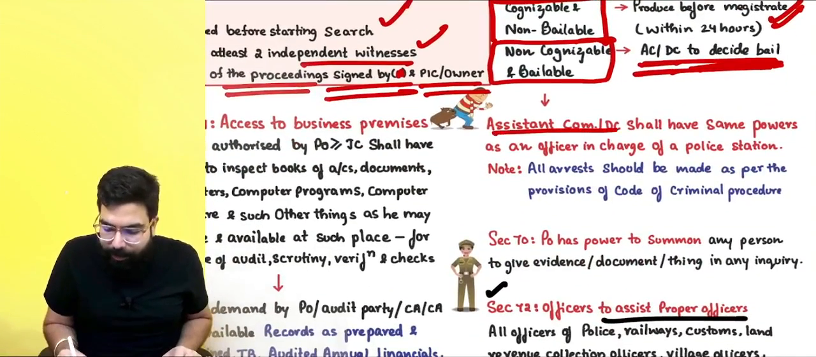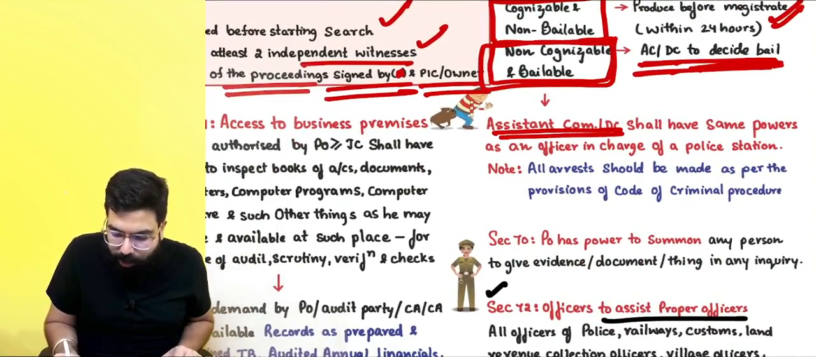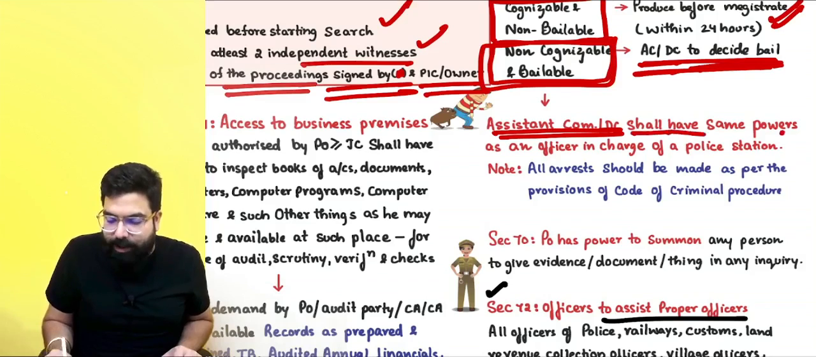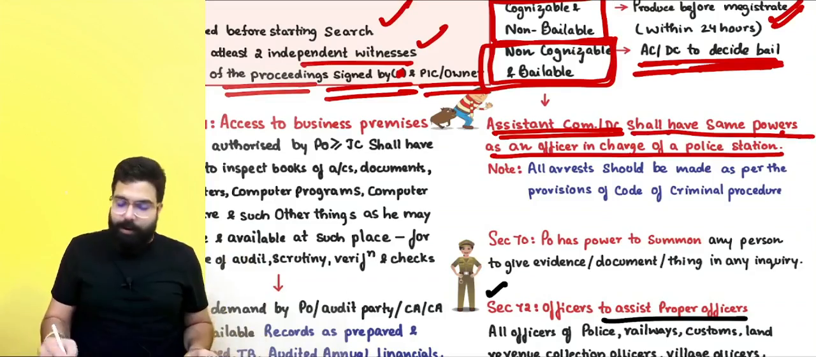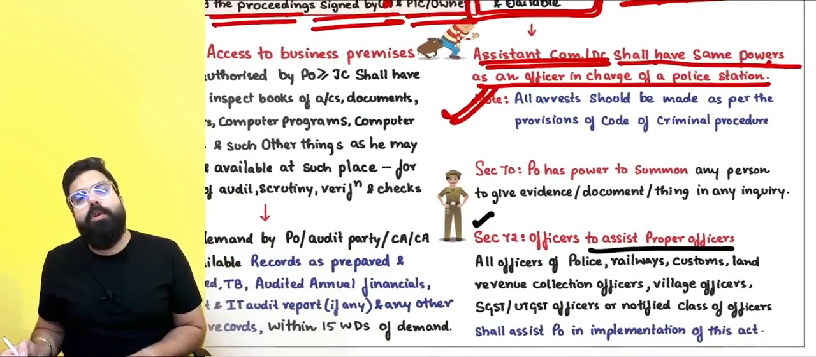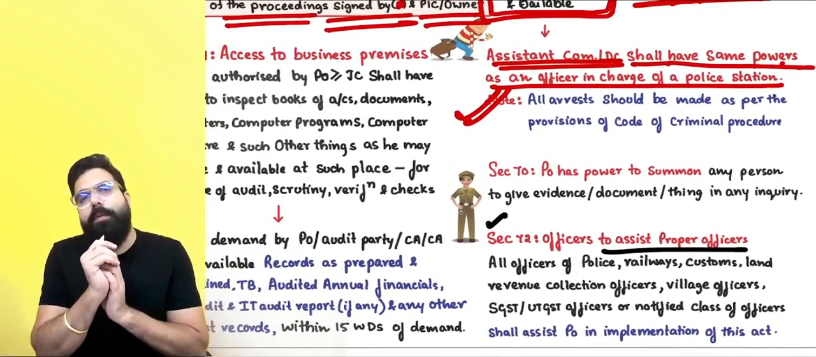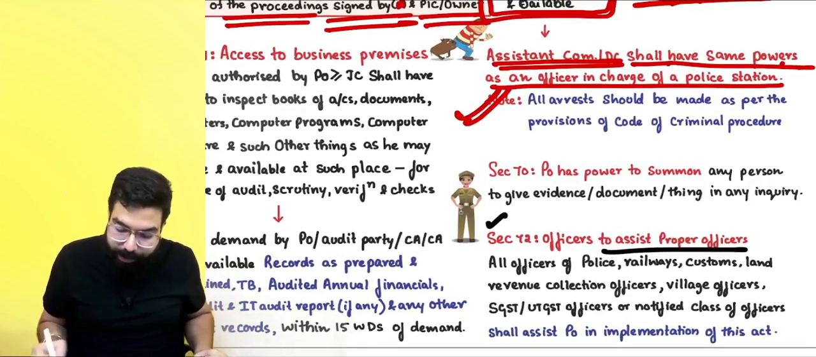Okay, the assistant commissioner or the deputy commissioner, in case of a non-cognizable and bailable offence, shall have the same power as that of an officer in charge of a police station. All the arrests should be made in accordance with the Code of Criminal Procedure. Okay, sir, point is clear.